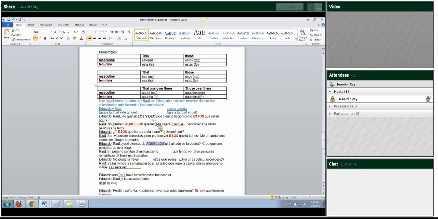Okay. Creo que son películas de aventura. Sí, pero no son tan divertidas como blank que tengo yo. So Raúl says, yes, but they're not as much fun as these that I have. So now he's talking about the movies that are in his hands. So if they're in his hands, que tengo yo, you have to use a form of este. Okay. And if we're matching películas, then we want estas. Because estas matches películas.